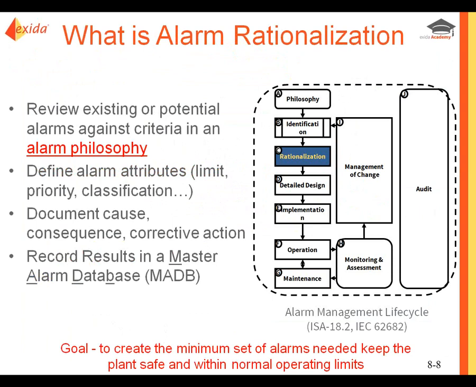I'll talk a little bit more about what that means. But what we're referring to is things like the alarm limit, its priority, maybe its classification. Other parts of the rationalization process then include what the alarm means or what its purpose is. Things like what would likely cause the alarm to occur, what would be the consequence if the operator didn't respond to the alarm, and what is it that the operator should do when the alarm occurs. And all this information, result of rationalization, is to be documented in the master alarm database.